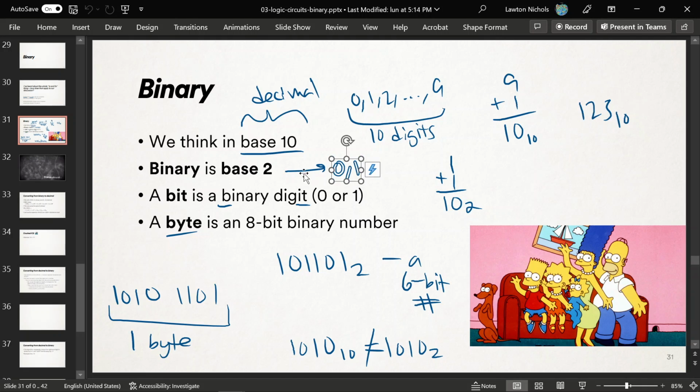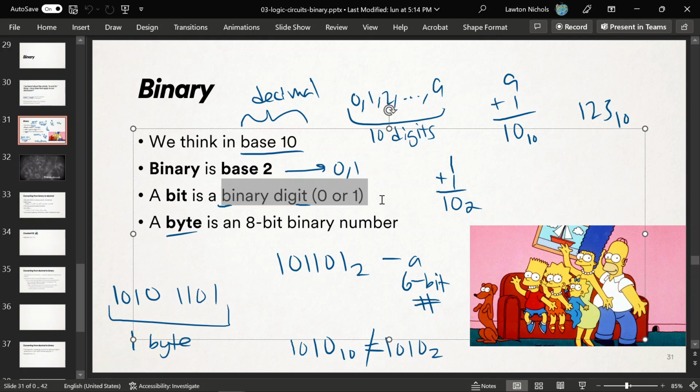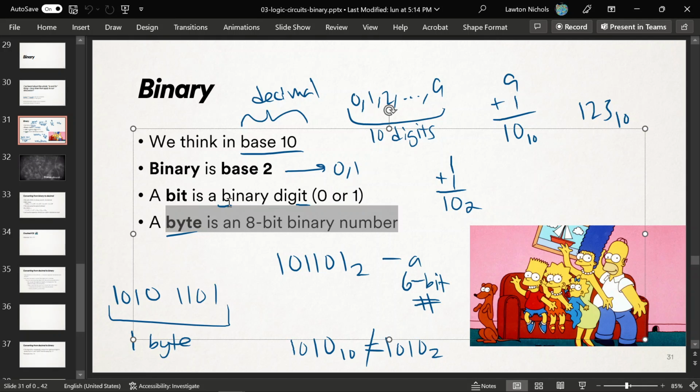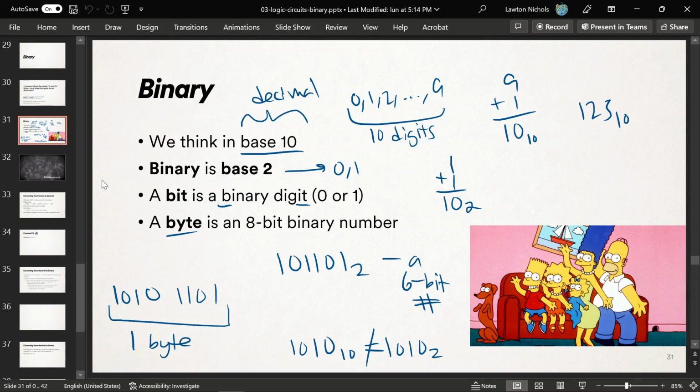Binary is base 2, so you only get 2 digits. And like base 5, you only get 5 digits, things like that. A bit stands for a binary digit. That's a 0 or a 1, because you only get those to be your digits in binary, self-explanatory. And then finally, a byte is any 8-bit binary number. Could be starting with a bunch of zeros, could be very small still, not a problem.